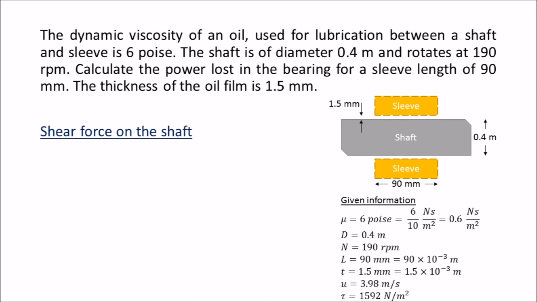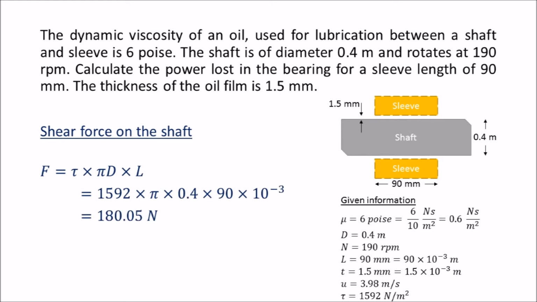From that value of shear stress, we then want to calculate the shear force on the shaft. Shear force is the shear stress multiplied by the area over which it acts. In this case, that's the surface area of the shaft that's enclosed by the sleeve, which is given by the circumference of the shaft multiplied by the sleeve length. So this is the final form of our equation for shear force. We substitute our known values, and evaluating gives a shear force of 180 newtons.